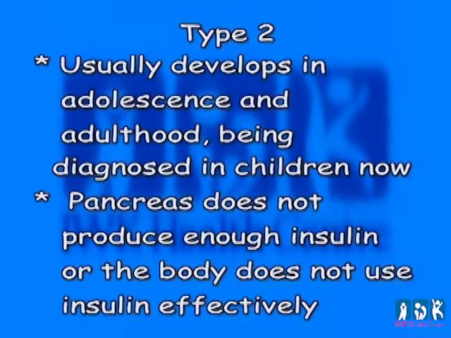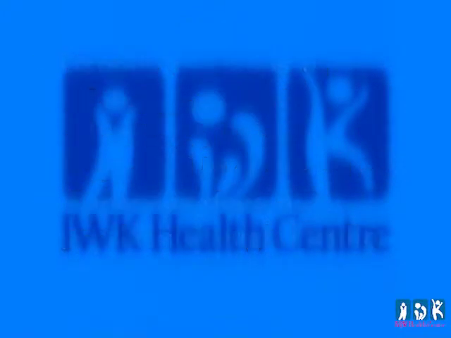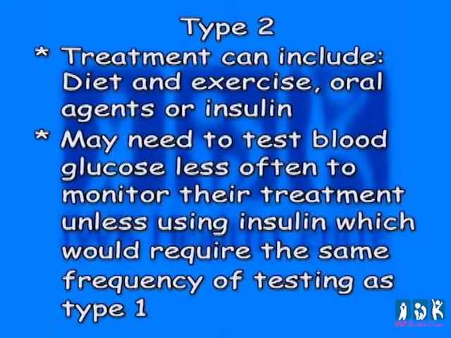Type 2 diabetes usually develops in adulthood, but in recent years it has been diagnosed in children and teens. With type 2 diabetes, the body does not produce enough insulin or use the insulin it produces effectively. Unlike type 1 diabetes, type 2 diabetes does not always require insulin and can often be managed by diet and exercise or the addition of oral medication. In some cases, insulin will be required. Blood glucose monitoring may be required less often in type 2 diabetes.